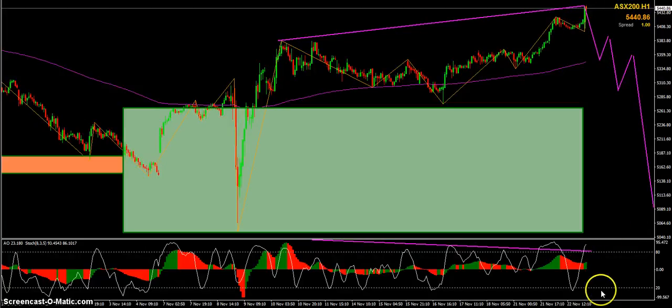We want to see a large AO to the downside. And when it comes back to the 0 line, then we use our Fibonacci retracement tool, go from the highs of wave 3 to the lows, and then look for that pullback to the minimum 38.2.